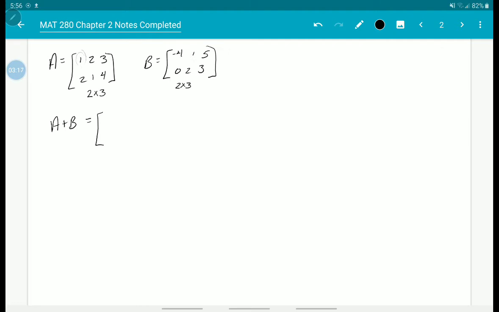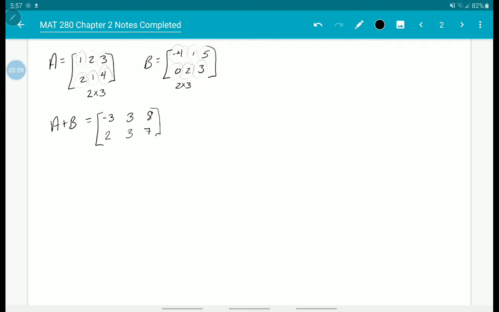So what's in that top left-hand corner, that's the A11 and the B11 slots. You just add those numbers together, so we're going to get a -3. Then we move to the next term, that's the A12, B12 slots. Add them, you're going to get +3. Then we look at the top right-hand corner. Add them, and we're going to get an 8. Bottom left: add to get a 2. Bottom middle: add to get a 3. Bottom right: add to get a 7. So that's how addition works.